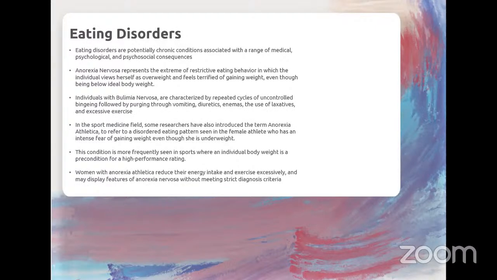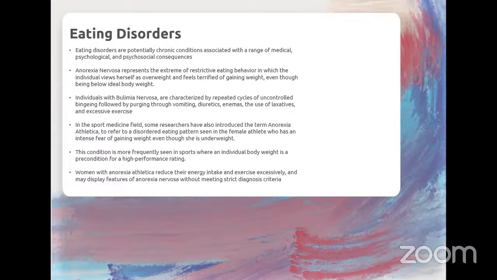Now, eating disorders will have various consequences that can be medical, psychological, and psychosocial. First is anorexia nervosa. Anorexia nervosa means you restrict eating food or you stop eating food. There are various ways through which you do that. You don't eat with your family, you don't eat with your peers, or even if you have food, you share it with everyone else. You don't keep anything for yourself. This mainly happens because the athlete feels that they've put on some weight or are gaining weight, even though their weight is below the ideal weight that they should have. So this is one type of eating disorder.